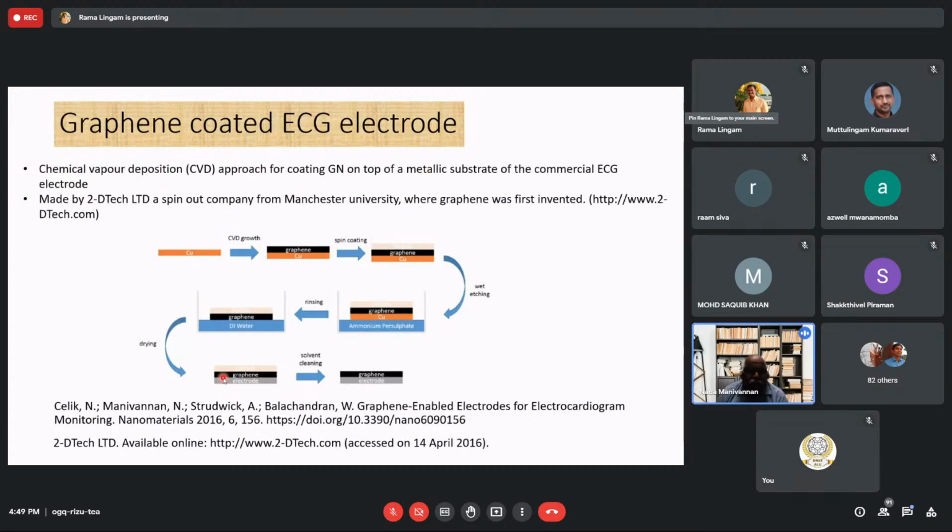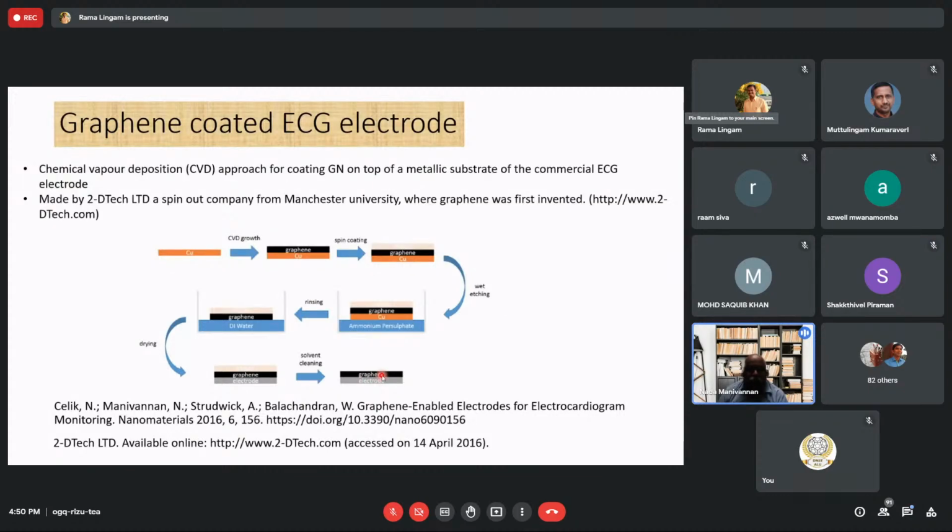A copper metal surface is used to create a graphene layer using chemical vapor deposition, and spin coating on top of it. But don't ask me how it works, because that's not my experience. This is a process we were given, and wet etching and rinsing create the graphene coat, and then that can be transferred onto the existing electrode. Finally, we use a solvent to clean the top part. Then we have the graphene on the electrode.